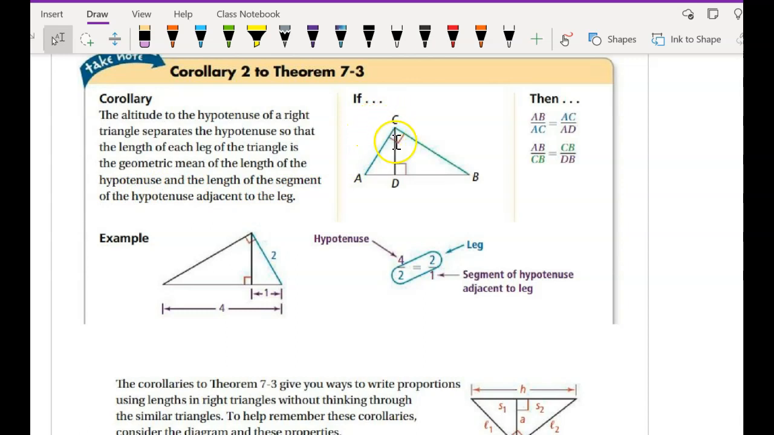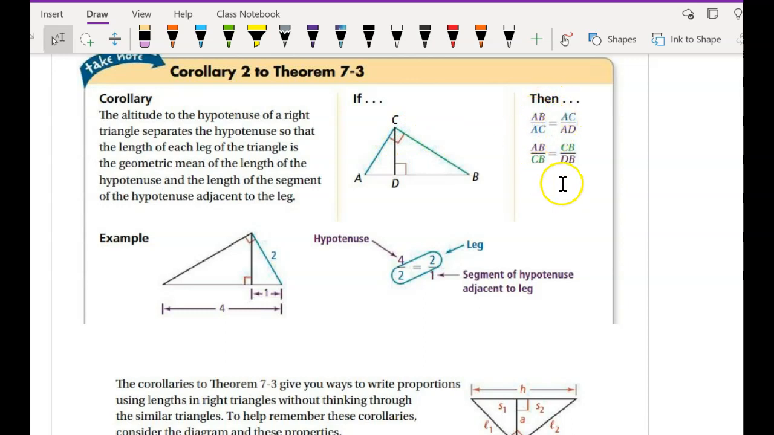Okay, so CD is our altitude, correct? I know it's the altitude because it goes from the vertex to the opposite side and it forms a right angle. So with all of these words, what they're saying is AC is a geometric mean and CB is a geometric mean. So the legs of the larger triangle are the geometric mean.